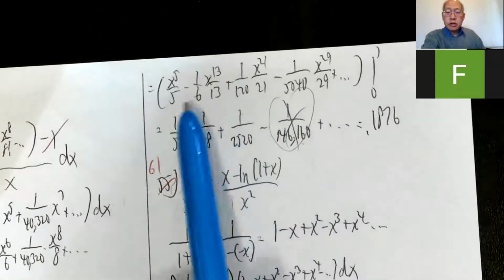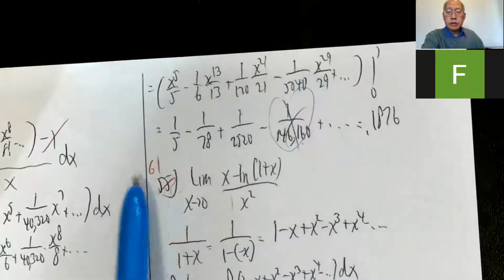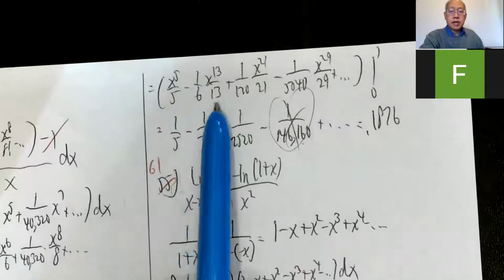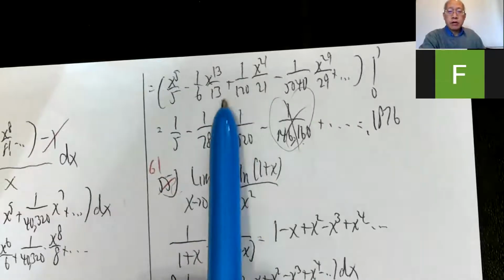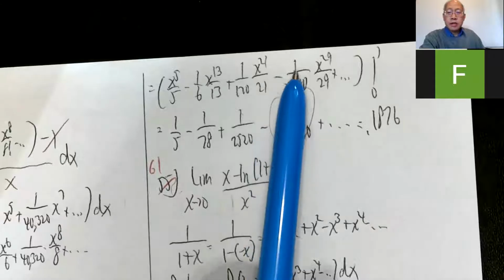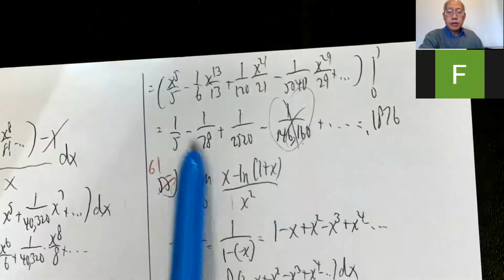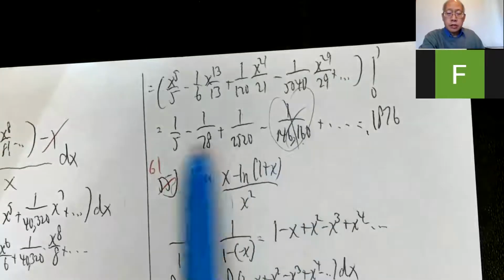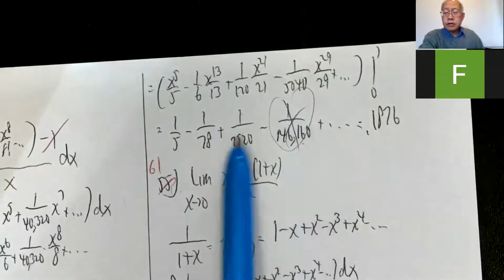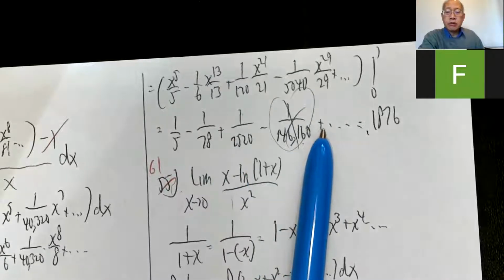Even though there's infinitely many terms, when you plug in 0, you get 0. Plug in 1, all the numerators are 1. 1/5 minus 1 over 6 times 13, 78, plus 1 over 120 times 21 is 1 over 2520, minus 1 over that times that, which is 146,000 whatever. Okay, this is an alternating series. Terms decrease in absolute value and they approach 0. Therefore, the series converges by the alternating series test. And if we stop anywhere, the error is no more than the next term.